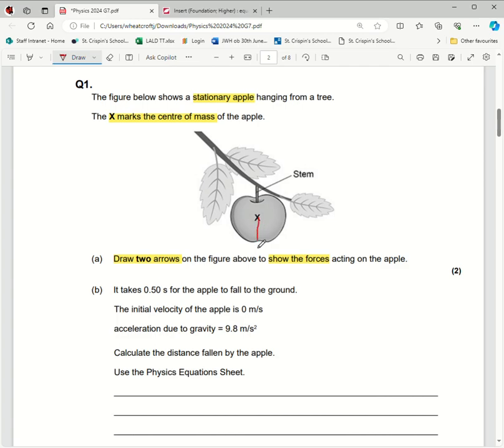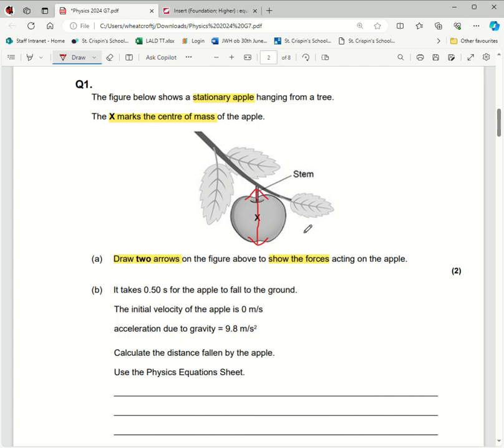And apologies for being a bit wobbly. You would obviously be using a ruler and a pencil on your paper. And then there would therefore have to be a counteracting force upwards, which would be effectively the tension force in the stem pulling up. And so I'm going to draw an arrow upward to represent that. And again, that would need to be straight.